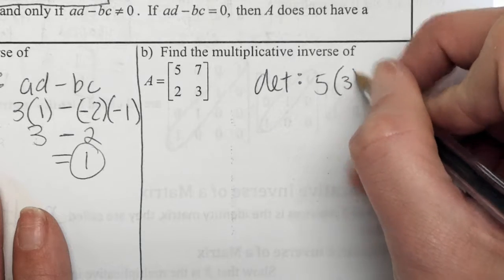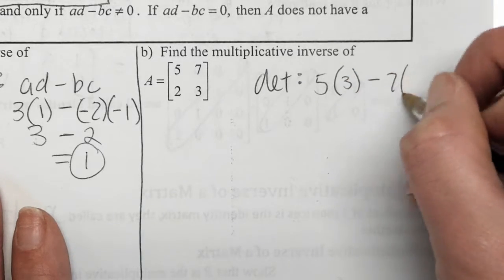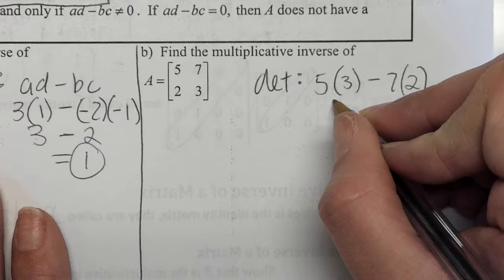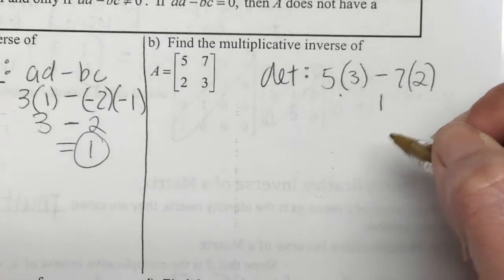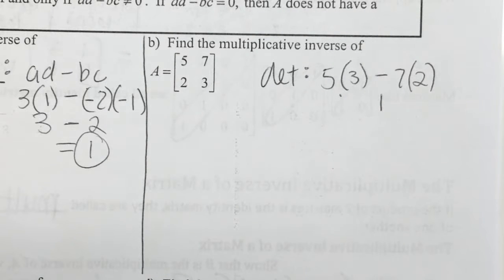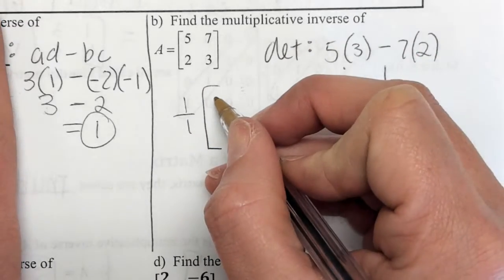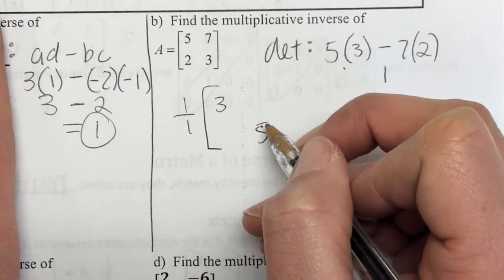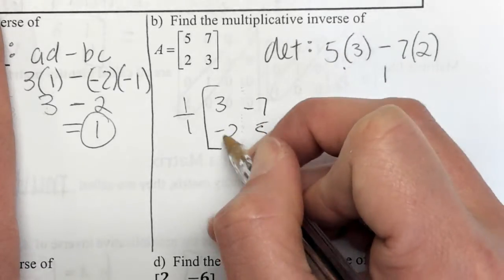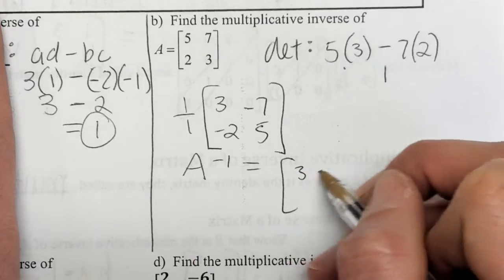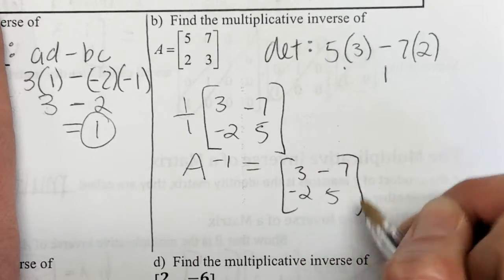5 minus, which would be, go ahead. Yes. Gosh, I didn't mean to make all these 1. None of the rest of them are 1. Very good. Okay, so this is going to be 1 over 1 times, what do we do with the 5 and the 3? And what do we do with the 7 and the 2? Yes, but leave them the same place, right? So 1 times all of this will be just 3, negative 7, negative 2, and 5. That's the inverse.